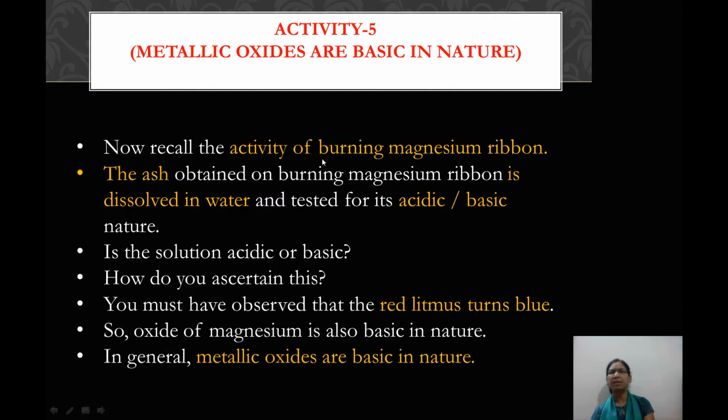Now recall the activity of burning magnesium ribbon. The ash obtained on burning magnesium ribbon is dissolved in water and tested for its acidic or basic nature. Is the solution acidic or basic? How do you ascertain this? You must have observed that the red litmus turns blue. So, oxide of magnesium is also basic in nature. In general, metallic oxides are basic in nature.